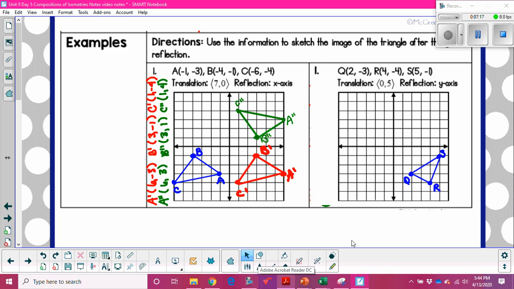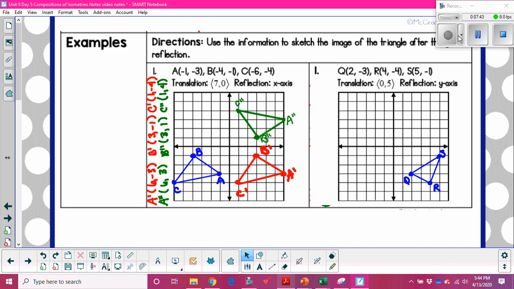Okay, so I want y'all to try the next one. Y'all pause the video for a moment and try the second one here. Okay, so what we're going to do is we're going to go ahead and translate this first, because that's what came first in our order up here. And then we're going to reflect it.